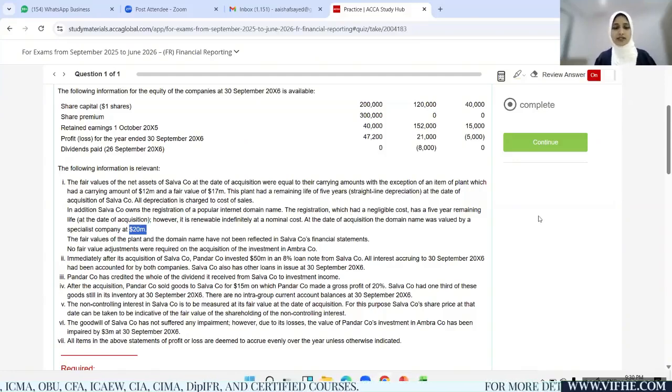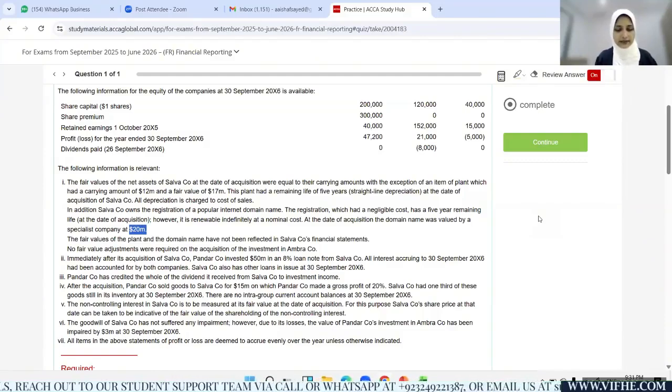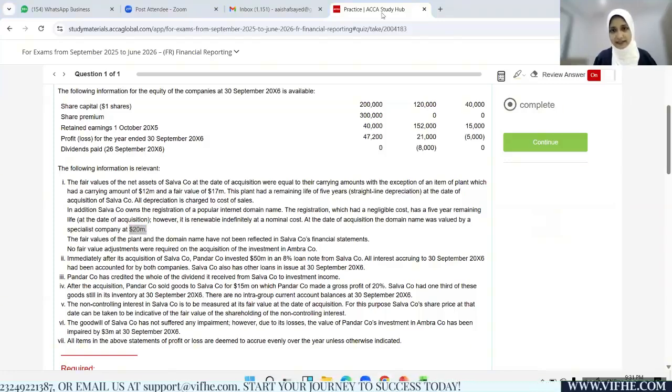Because this is renewable indefinitely at a nominal cost, this raises a question of whether or not you should put a depreciation if it has an indefinite life. Can you all think and tell me logically? Let's say even if you don't know your IAS 38 standard, can you all think and logically tell me? Should you put a depreciation to this if it has an indefinite life because it's renewable at a nominal cost? Rashida is saying no. What about others?